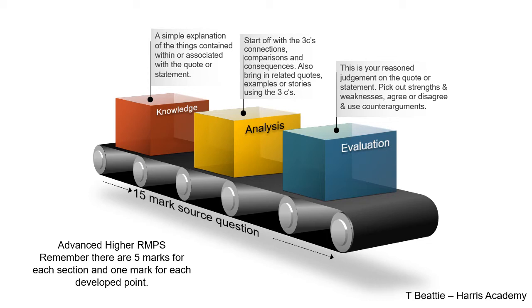So this is your reasoned judgment on the quote or statement. Remember, it's absolutely fine to say I believe a strength of this is, I believe there are weaknesses in this argument, I agree with whoever it is that you're agreeing with or disagreeing with. And you can use counter arguments here as well. But remember, what you're doing with the counter arguments is that you're not comparing them, you're judging them. And that's the main difference there between the analysis and the evaluation. It's making a reasoned judgment.